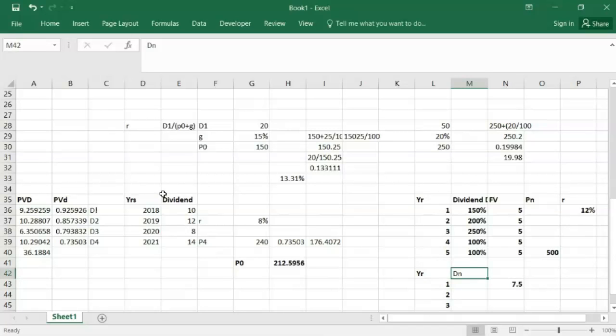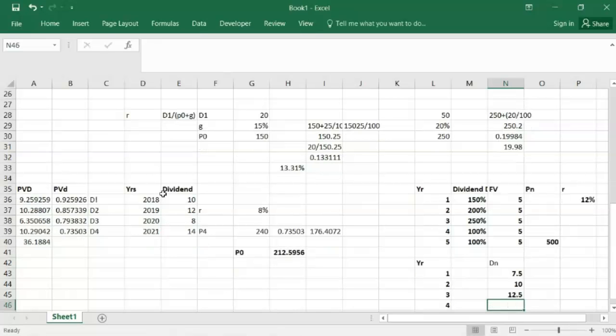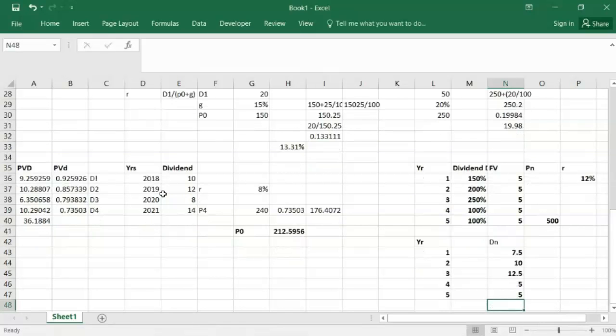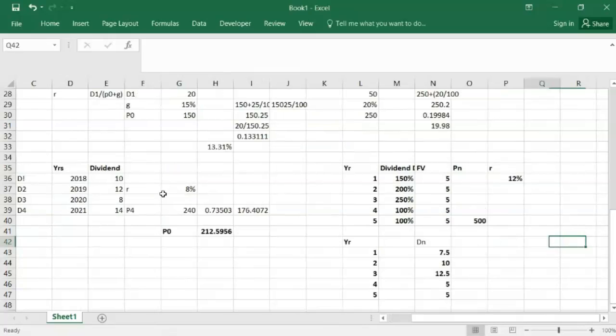1.5 rupees dividend is received during the period. The second year it is 200%. It means 10 rupees received as a dividend. Third year 250%. It is about the 12.5 rupees received as a dividend. 5 rupee dividend, 100%. It is 5 rupee dividend, and the price is given and the return is given in this particular problem.